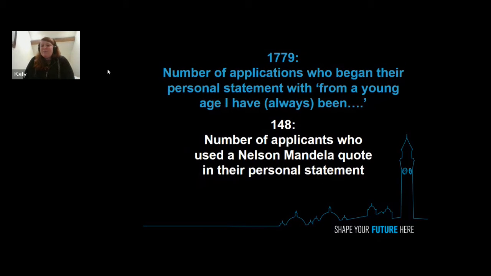Okay, so back to those numbers that we saw at the start. 1,779 is the number of applications that began their personal statement with "from a very young age, I've always been". And that could be interested in science, or interested in law, or hoping to pursue a career as a doctor. That's obviously a lot of personal statements that it's come across in. I'll talk a little bit about opening lines later, but think about something a bit more unusual.